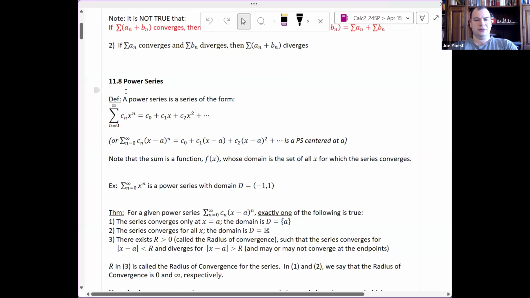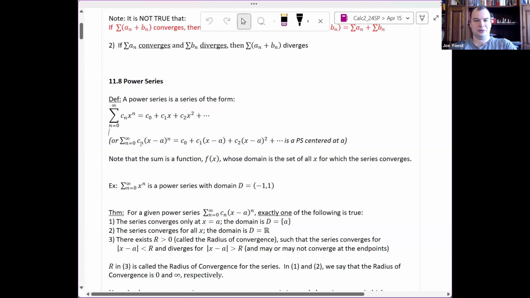All right, so 11.8 on power series. So what is a power series? A power series is a series of the form sum n equals 0 to infinity of c_n x^n. We take x^0 to be 1. So this is c_0 plus c_1 x plus c_2 x^2 plus c_3 x^3, and so on.